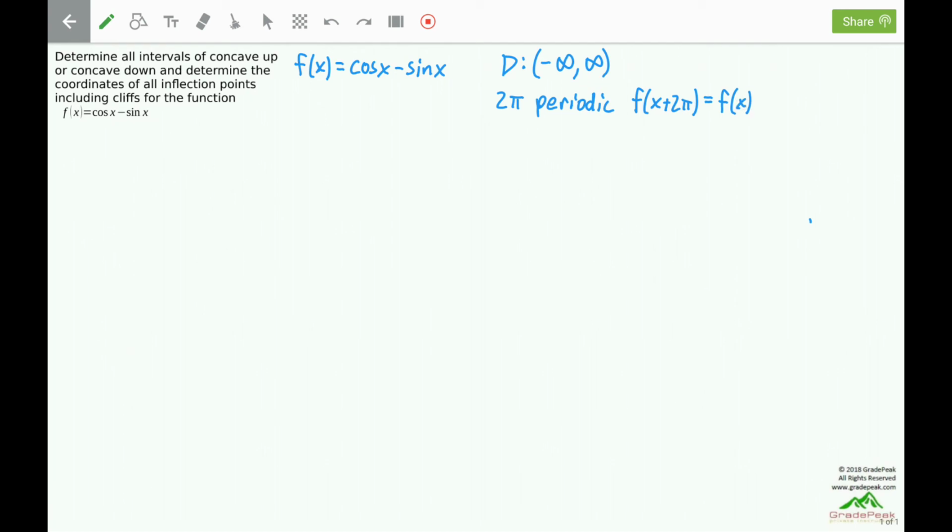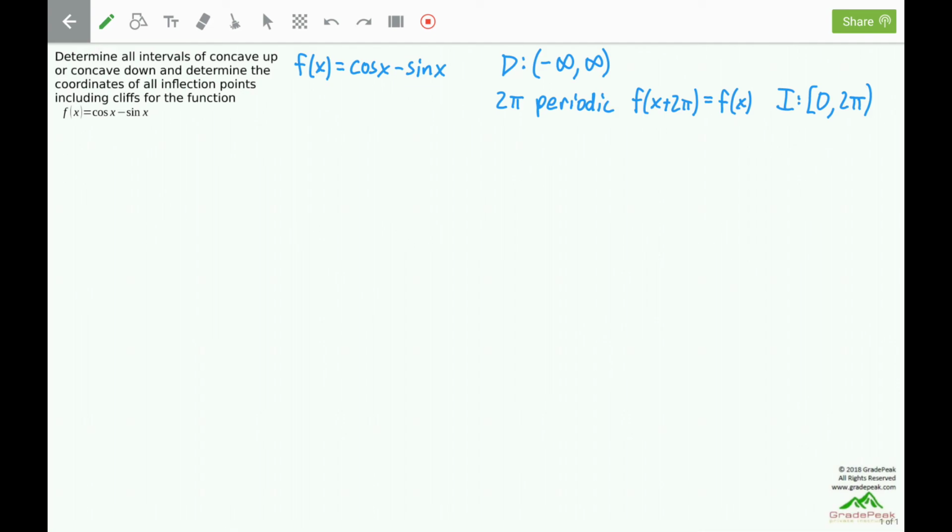So instead of working on the domain of negative infinity to positive infinity, which can be a little bit overwhelming, we can instead work on the unit circle interval, which begins at 0. It includes its square bracket up to 2 pi. It does not include a round bracket because 2 pi is the same point as 0 on the unit circle. Find all results on the unit circle interval, and then we can extend those results to the entire domain by using the 2 pi periodic nature of cosine x and sine x.